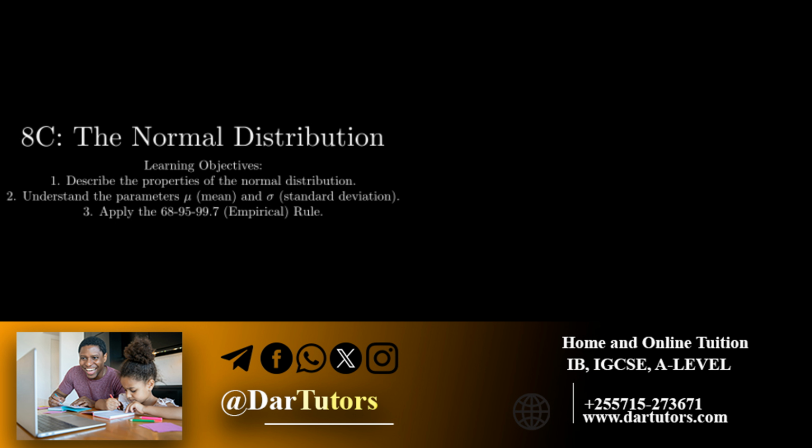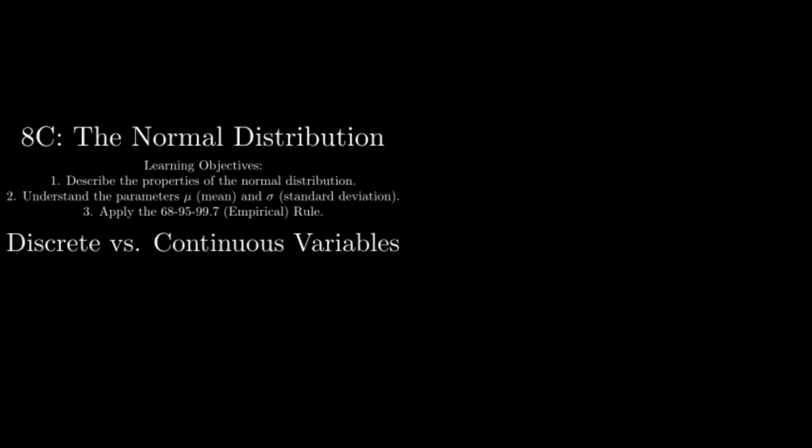So far, with the discrete distributions, we could list all possible outcomes and their probabilities. For example, when flipping a coin 3 times, we can list the 8 possible outcomes. But what if our variable could take on any value within a range, like a person's height? This is the difference between discrete and continuous variables. With a continuous variable, we can't list all the outcomes because there are infinitely many. Think about it. Between 170 centimeters and 171 centimeters, there's 170.5, 170.51, and so on, forever.